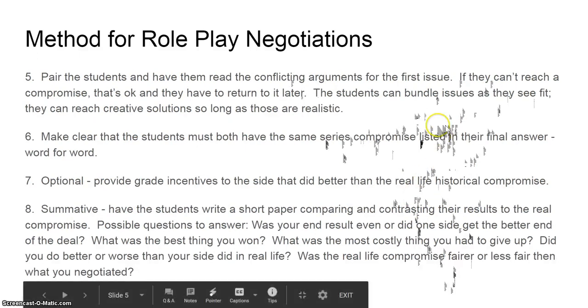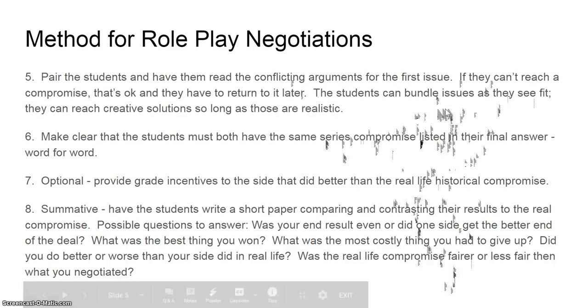So number 5, you're going to pair the students and have them read the conflicting arguments for the first issue. They're literally going to do the concrete thing of just reading what's on their paper verbatim to the other side. If they can't reach a compromise, that's okay, and they have to return to it later.